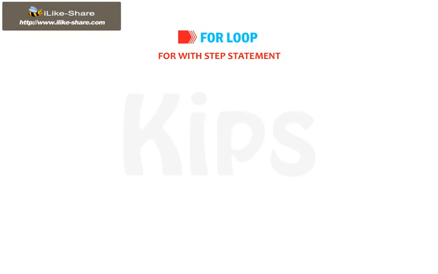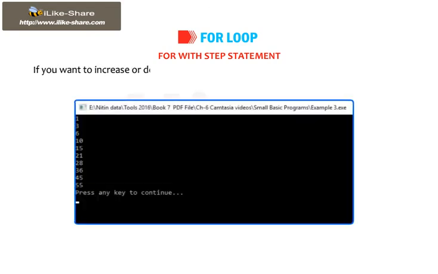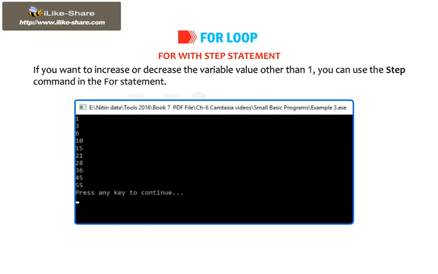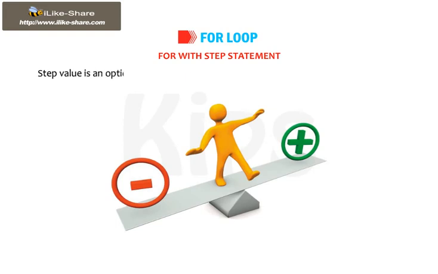For with Step statement. If you want to increase or decrease the variable value other than 1, you can use the Step command in the For statement. Step value is an optional statement which may be either a positive or a negative value. Consider the following program.